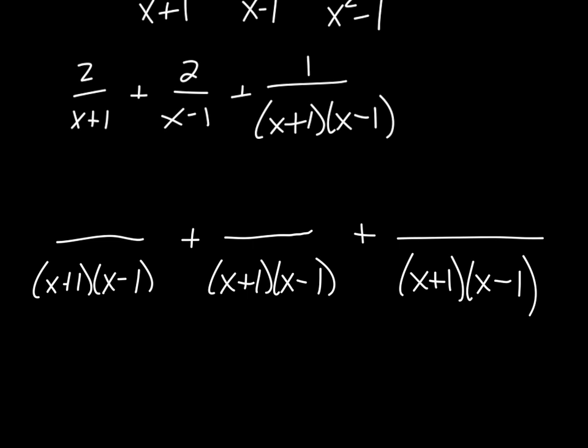Alright, so then what do I need to add to the numerator of the first? Well, you will multiply it by 1. Yeah, so 2 and x minus 1, is that okay? Yep. And then what about the middle one? 2 and x plus 1. And what about the third one? 1. Right, we didn't have to multiply by anything, right? Cool.